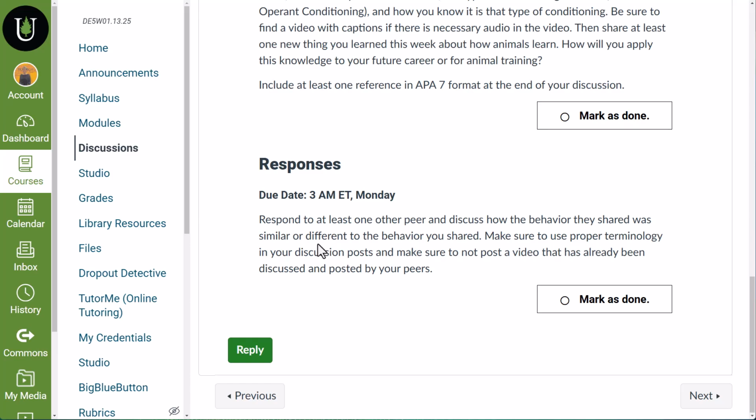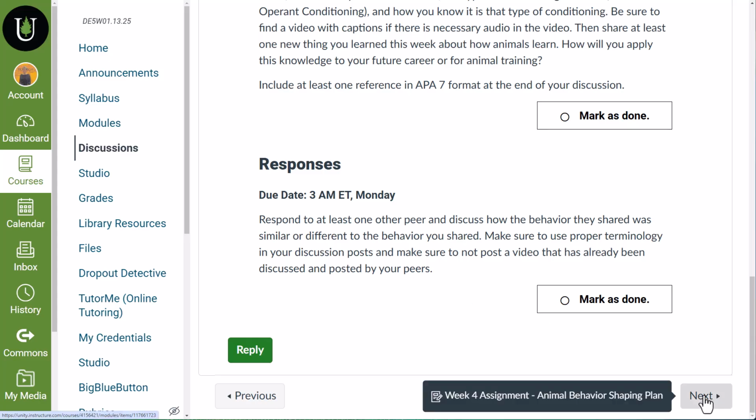You always want to make sure that you're using the terminology from the weekly learning materials. So in all of your assignments, your discussions, your written assignments, please make sure that you are using the appropriate terminology so that we can assess that you have learned those concepts.